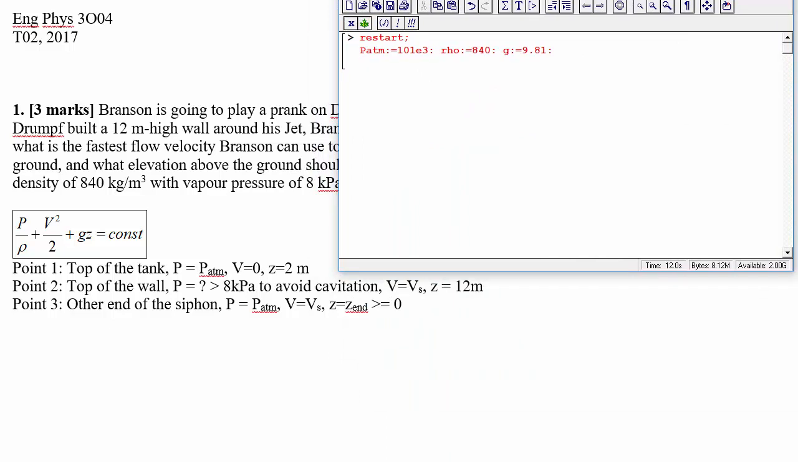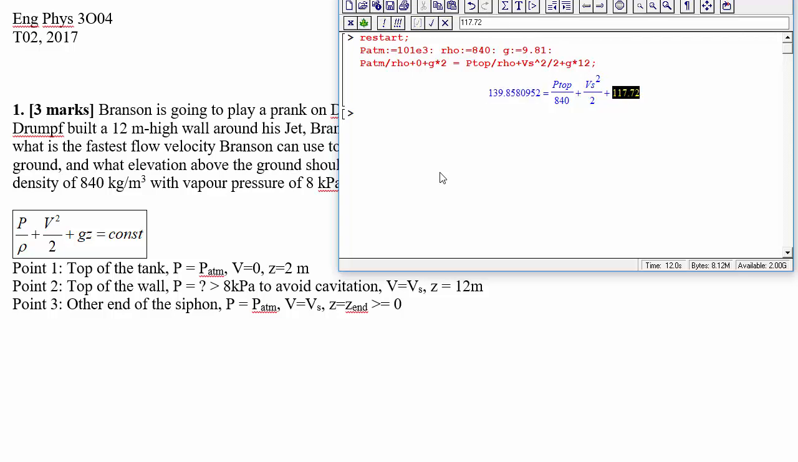So that means we can do our calculations by substituting in the values at point 1 compared to point 2. On the left-hand side of the equation, we've got P atmosphere over rho plus 0 plus g times 2 is equal to P top over rho plus Vs squared over 2 plus g times 12. And just substituting in what we know.